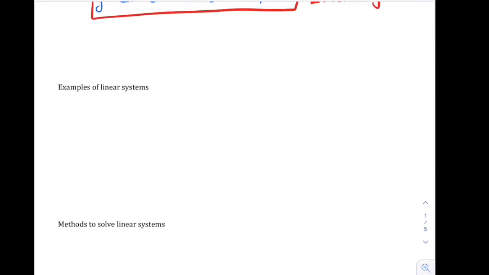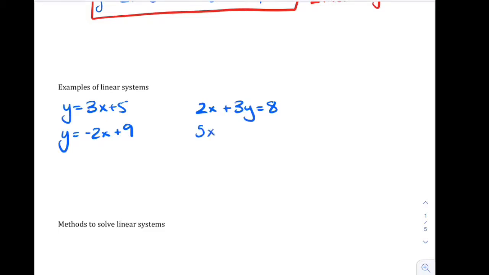So an example of a linear system, kind of like what I gave you above, but they could be written y is equal to 3x plus 5, and y is equal to negative 2x plus 9. Could be written like that. Like I said, you can have it in standard form. You might have 2x plus 3y is equal to 8. You might have 5x minus 2y is equal to 10. Or you can have a mix between those ones. But basically, we're going to have linear equations.